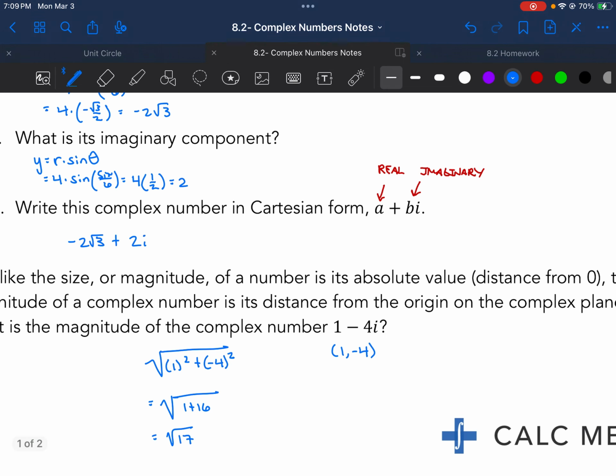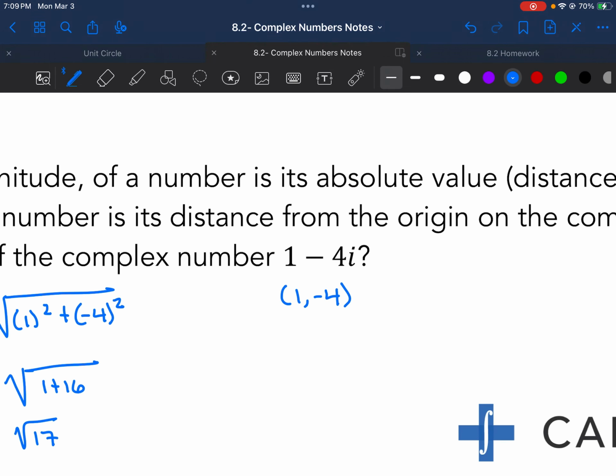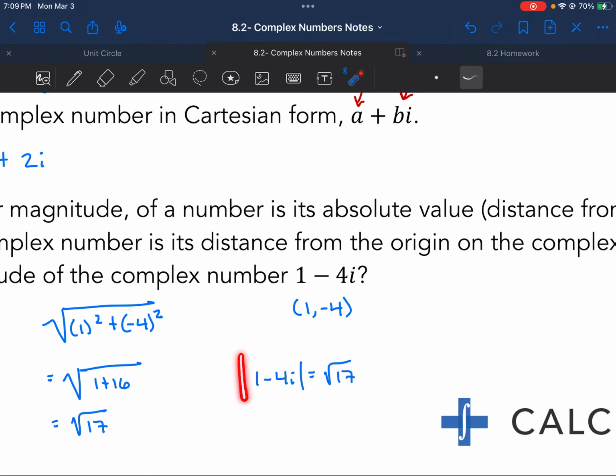Another way for us to represent this is we could say the magnitude of 1 minus 4i is root 17. These little bars right here mean magnitude.